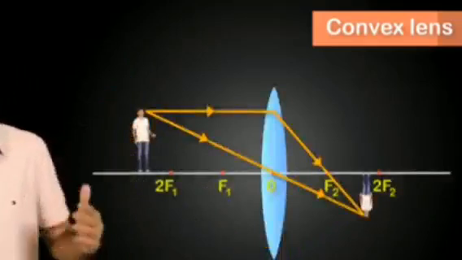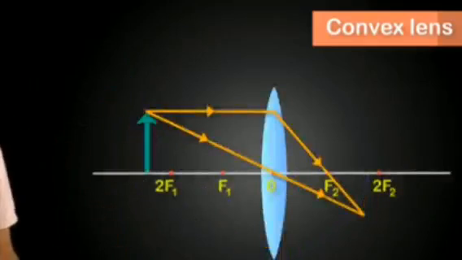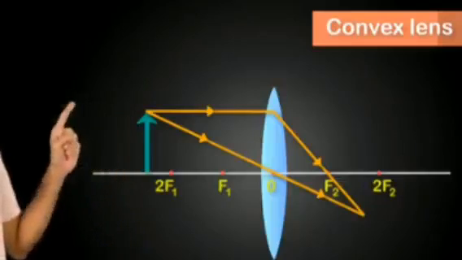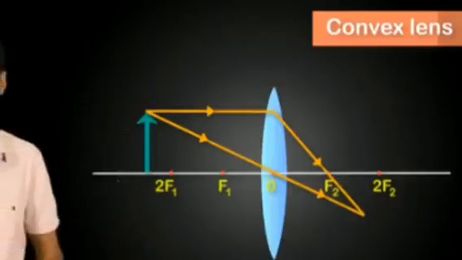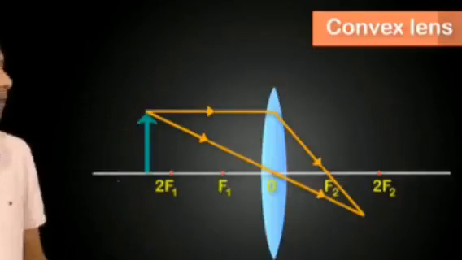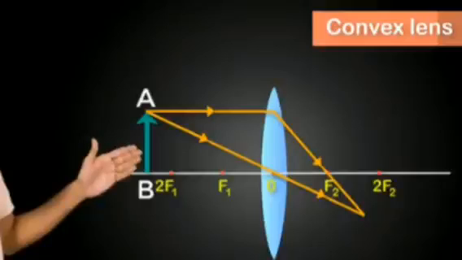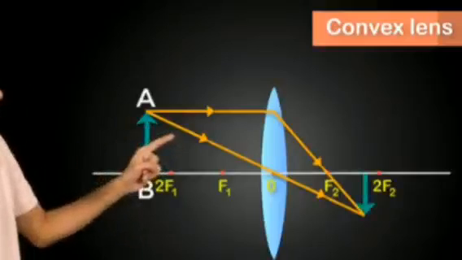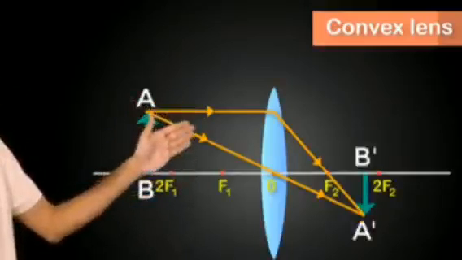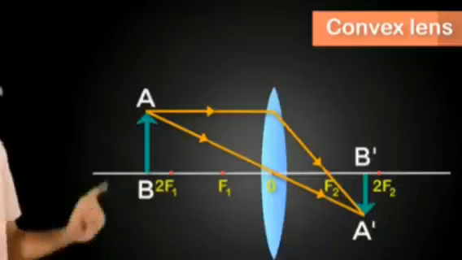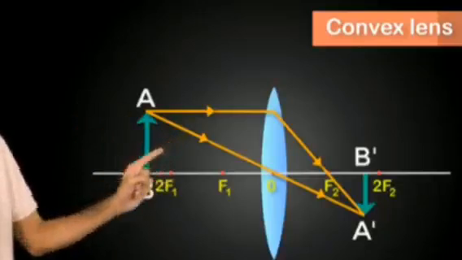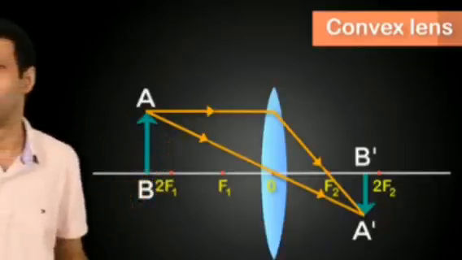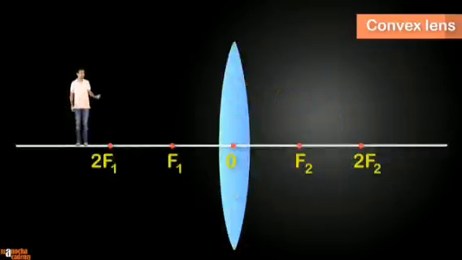Of course, I won't be the object there. The object is usually shown with an up arrow, since the object is upright and marked as AB. The image is also shown with an arrow and it's represented as A', B'. As you can see, the arrow is inverted here because the image is an inverted image. Now let me walk closer to the lens.